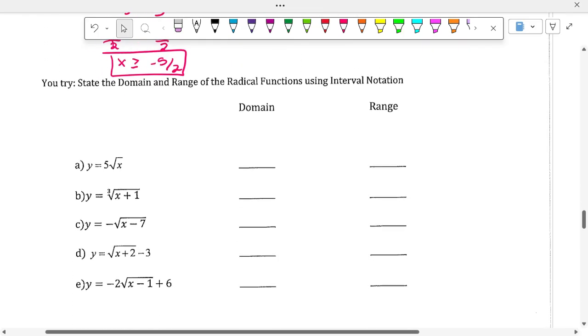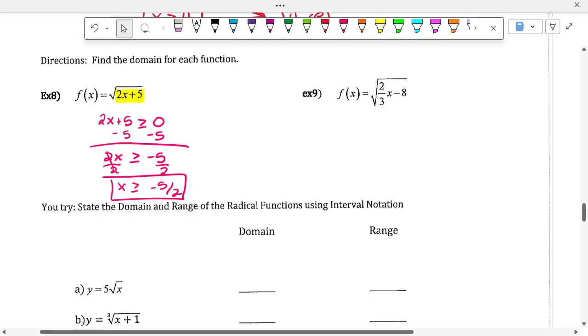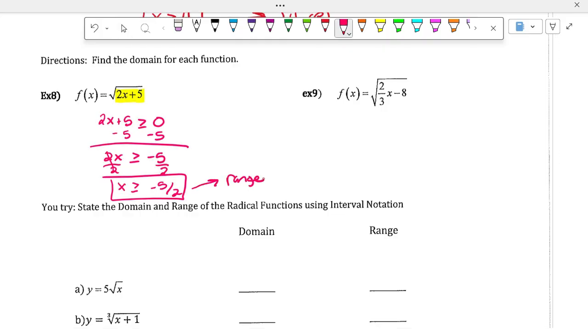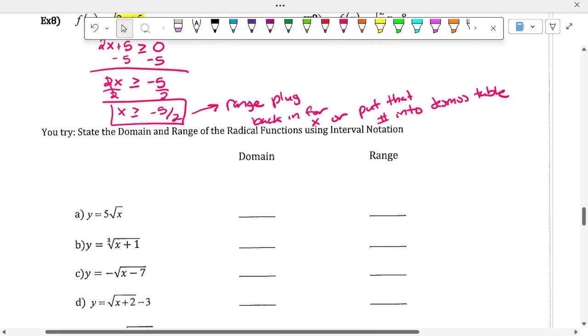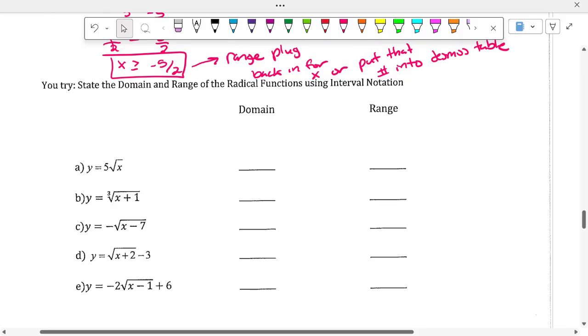Now, to get the range, all you've got to do is plug the number back in for x, or put that number into the Desmos table, and it'll generate the y value. So, let's try a couple of these.